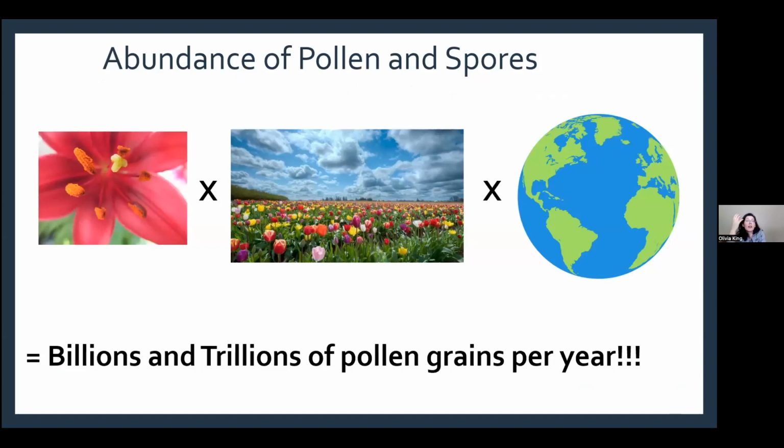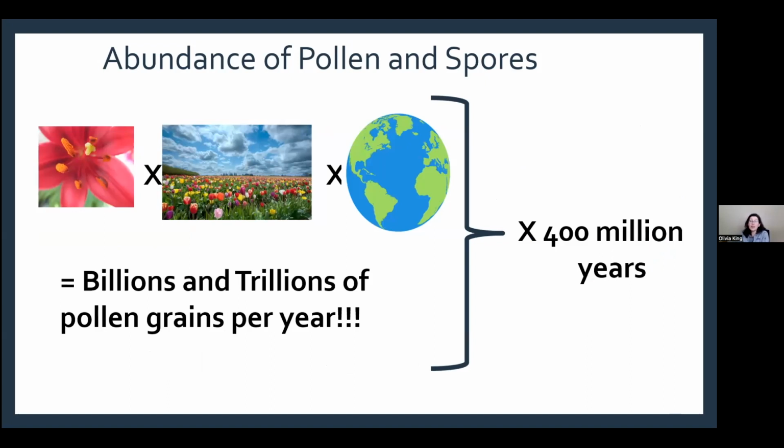So if we start looking at how many thousands are on one flower, and we start looking at fields of flowers and then fields of flowers over the whole earth, you're looking at billions and trillions of pollen grains per year. And just because you have pollen and spores doesn't mean that all of them are going to be flowering or eventually become a plant. A lot of them get stuck in the sediment and never become anything more than a grain of sand. Now, that's just 1 year. Over 400 million years, you can understand that these things are abundant, well spread, and well distributed.